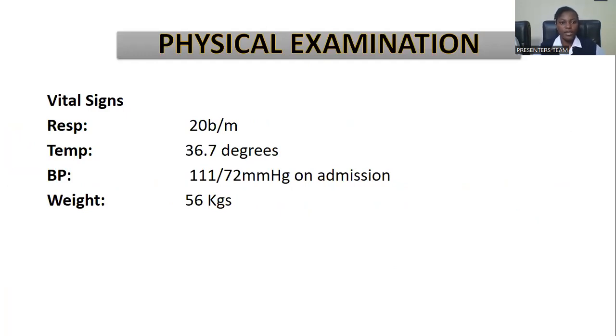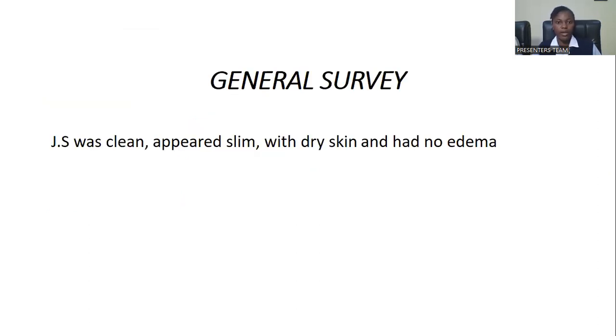In physical examination, the vitals were respirations, 20 breaths per minute. The temperature was 36.7 degrees Celsius. The blood pressure systolic was 111 millimeters of mercury over the diastolic 72 millimeters of mercury on admission. The patient weighed 56 kgs. General survey, JS was clean, appeared slim, with dry skin and had no edema.